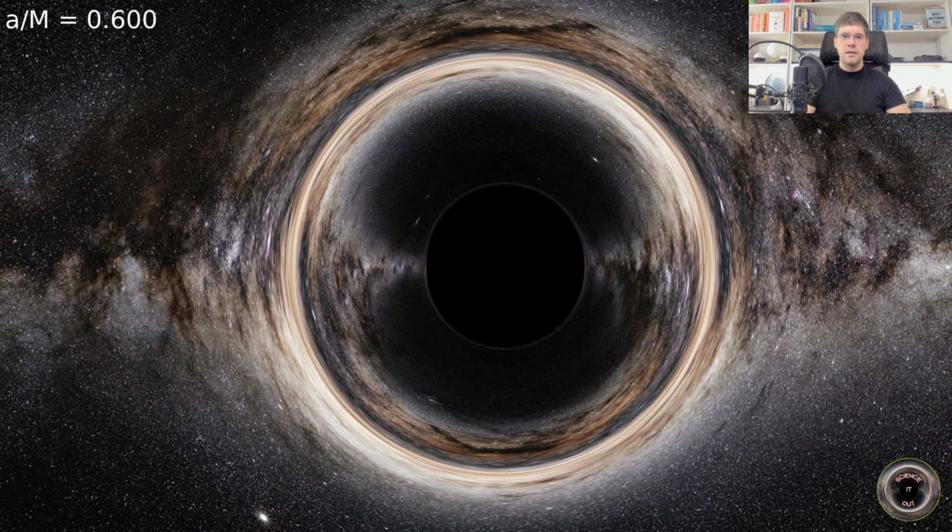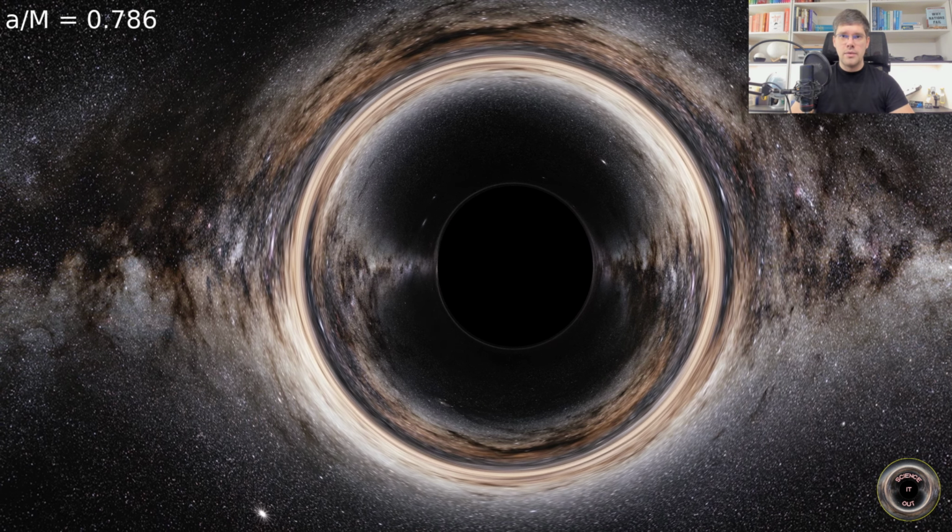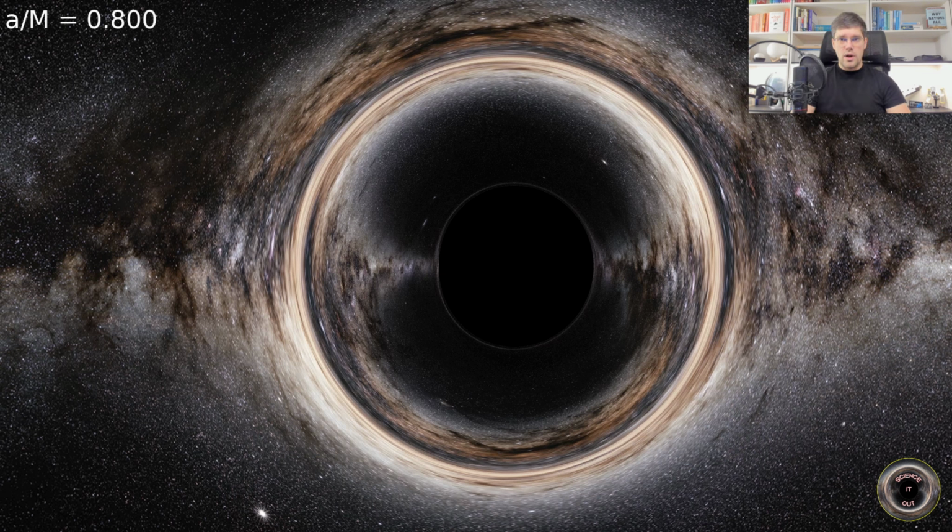It would become flattened in the vertical direction. Okay, A over m is 0.8 now. The image is shifted to the right even more, and the left side of the shadow is changing more and more. And one more step.